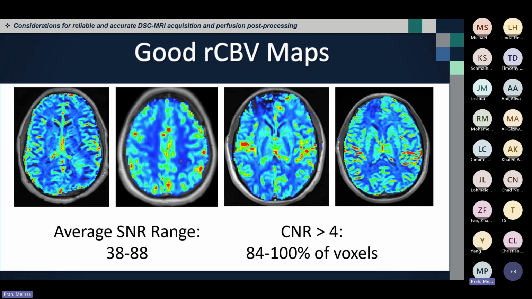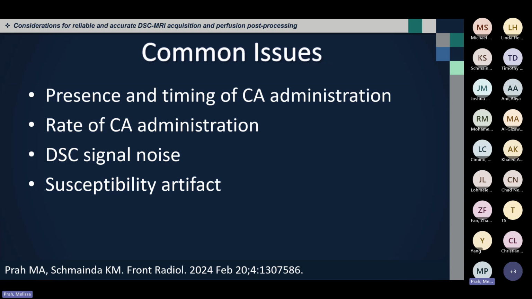Now that we know what good quality perfusion data should look like, we can begin to identify DSC data that doesn't really meet our expectations. In the majority of cases, issues with DSC acquisition and post-processing relate to timing and presence of contrast agent administration, the rate of contrast agent administration, DSC signal noise, and susceptibility artifact. These 4 issues are what I will be focusing on, and most of the examples I will be presenting can be found in our recent publication.